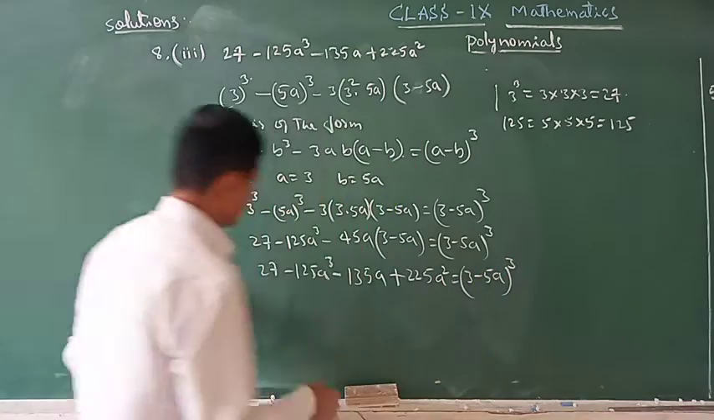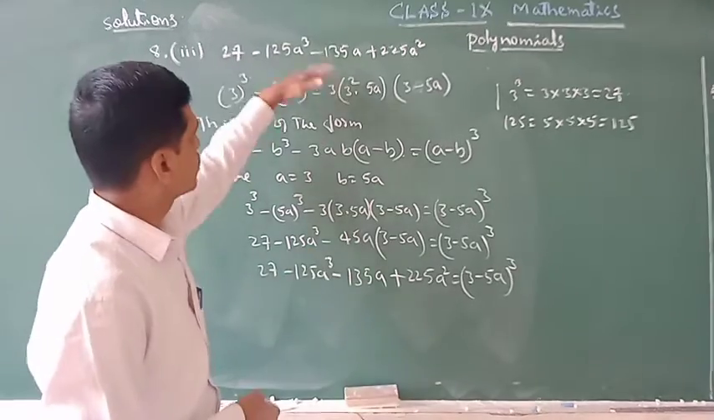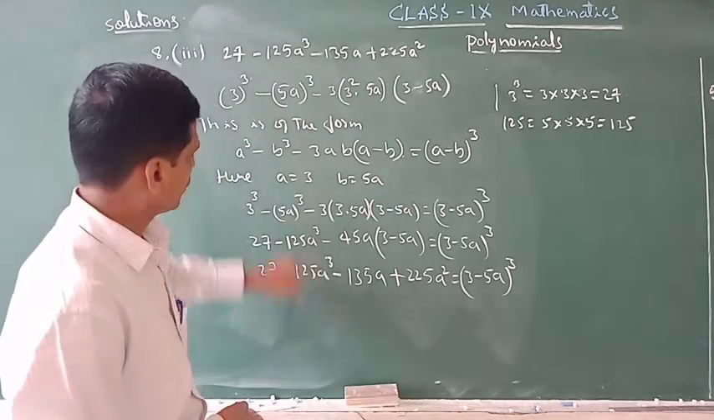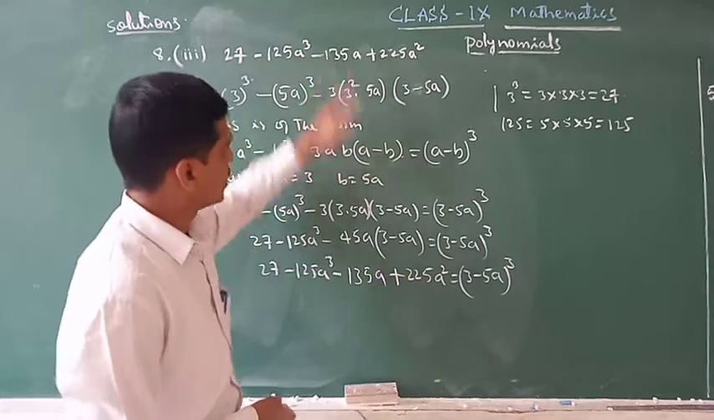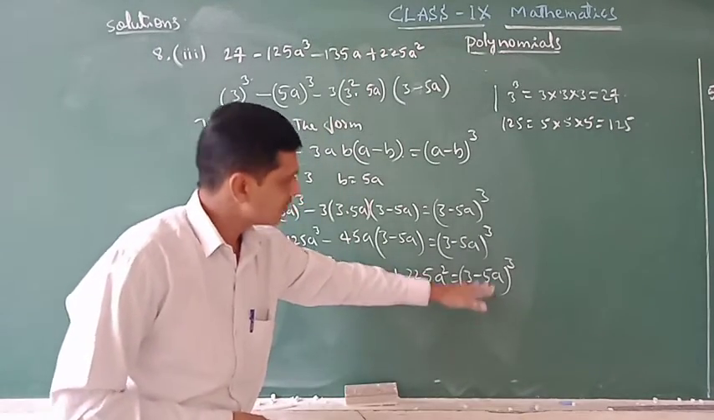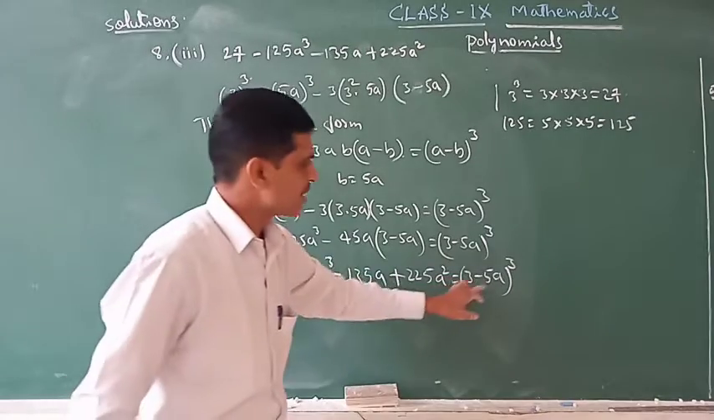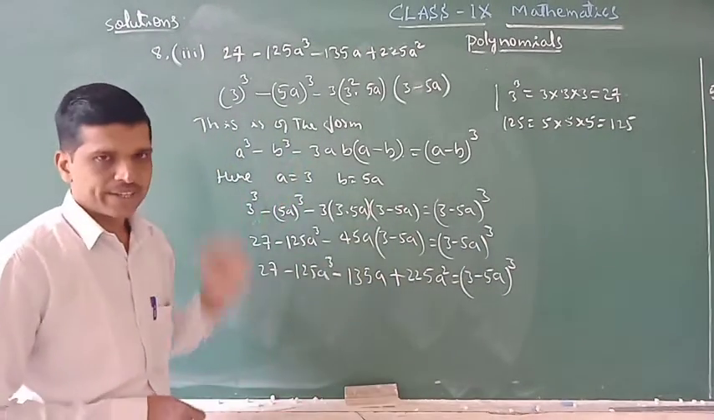So look here, this expression of the polynomial is equal to this one: 27 minus 125a cube minus 135a plus 225a square. Yes, it is equal. So what is its other factor? It means the right side or left side of this according to the identity is (3 minus 5a) whole cube. Yes, it is the true value for the given identity.